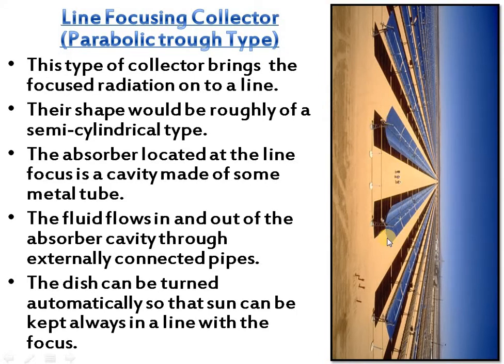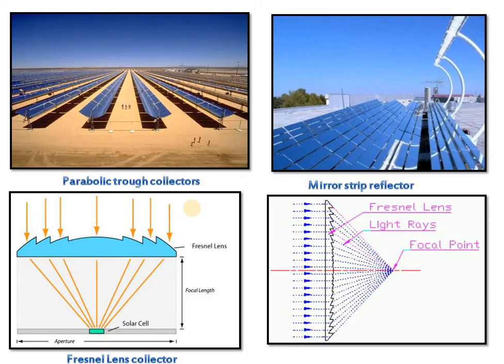So what happens from morning to evening? This entire array of solar collectors moves from east to west, so that it can collect maximum solar radiation. Understand? Both heat energy and light energy. Such arrays are shown here.